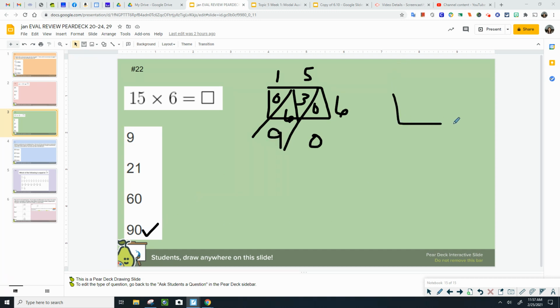I could also do a box method. 30, 60, 30, get 90. You could also do repeated addition again. So there's several strategies there. Try at least 2 ways and double check yourself.